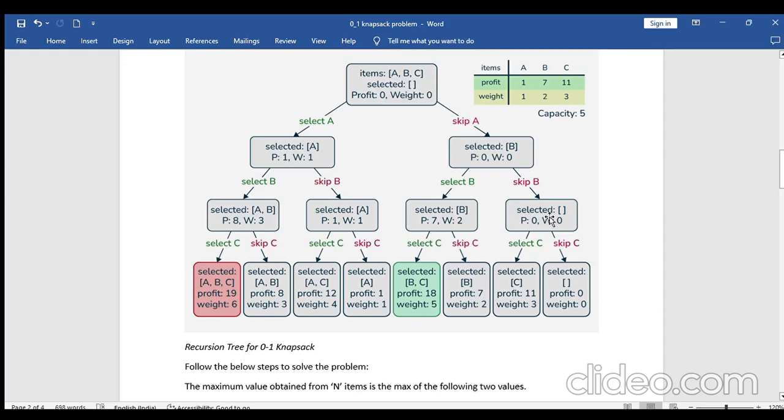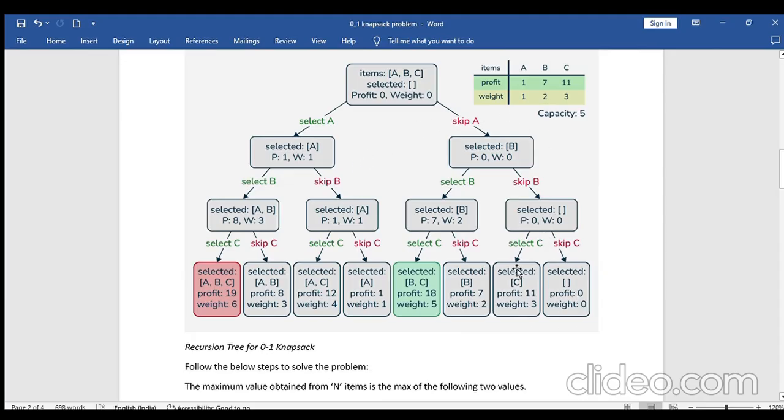If we select B, then we will have a profit of 7 and weight of 2. And if we select C on top of it, with B and C, we will have a profit of 18 and weight of 5. If we skip C, we will just have the profit of B, which is 7 and 2. And if we overall skip B and go to C directly, we will have a profit of 11 and weight of 3. If we skip C as well, then A, B, C, all 3 are skipped, so the profit and weight will be 0.